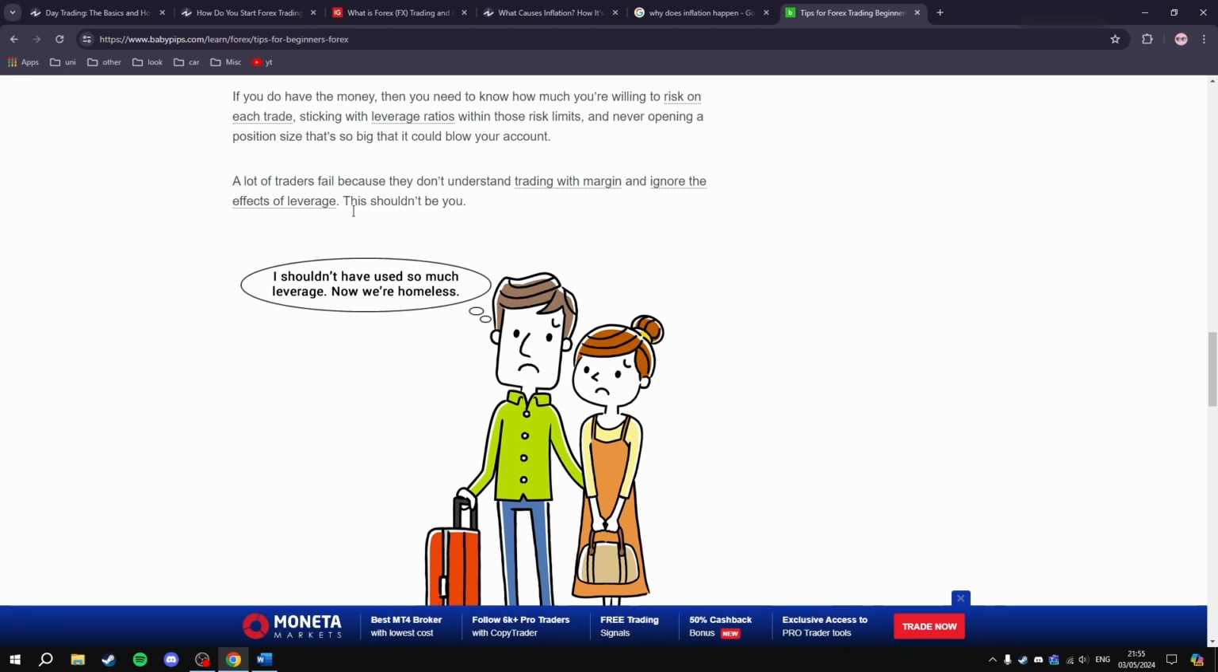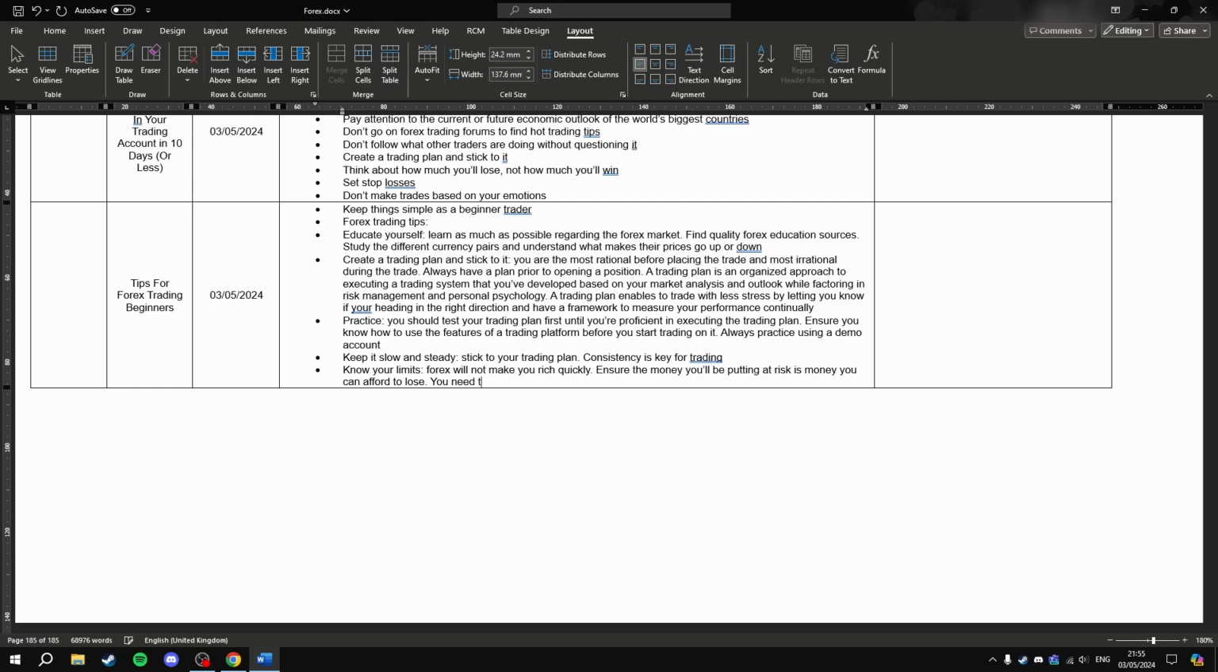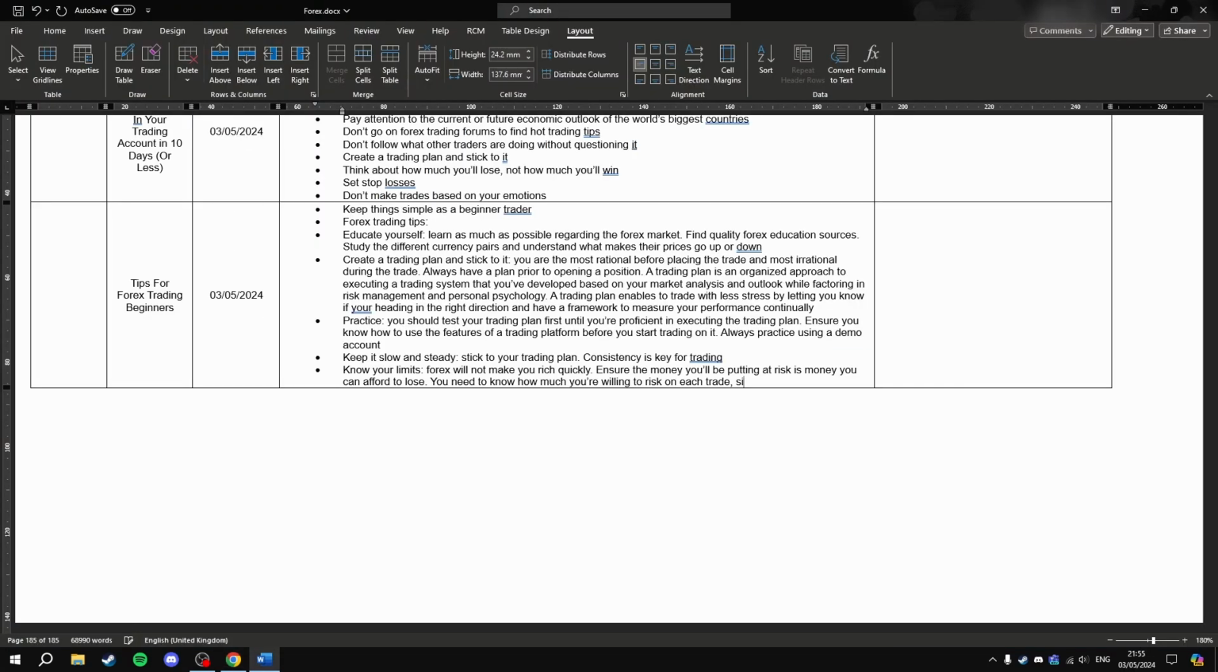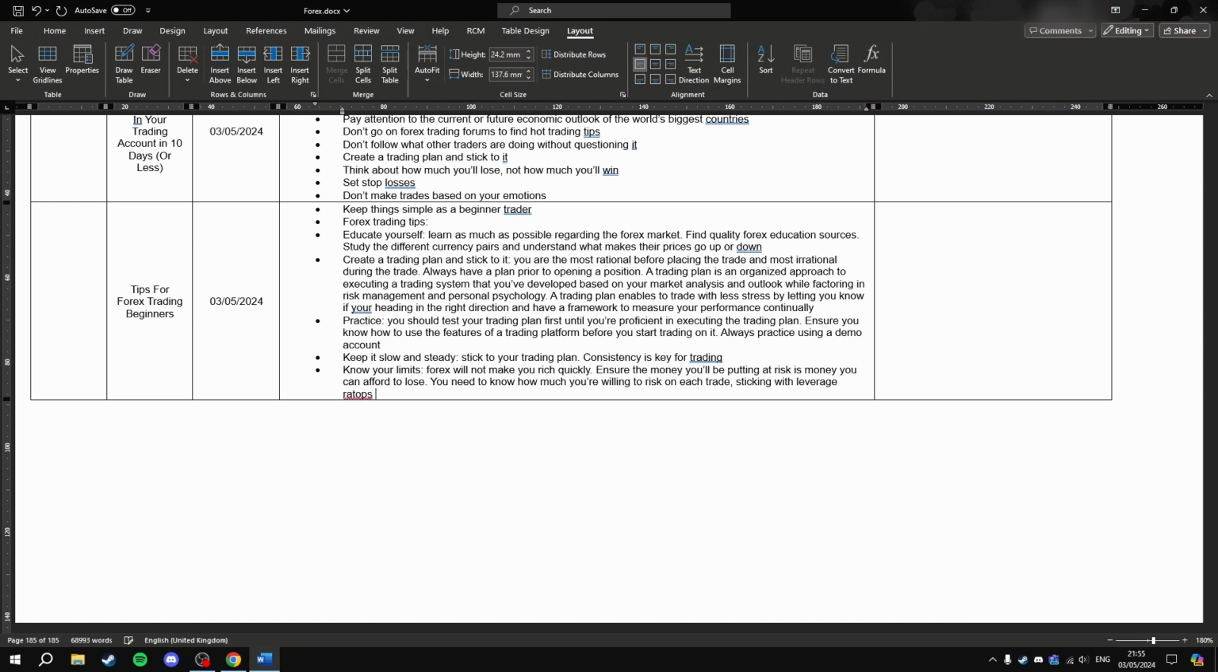If you do have money, then you need to know how much you're willing to risk on each trade. Stick with leverage ratios within those risk limits, and never open a position size that's too big, which could blow your account.